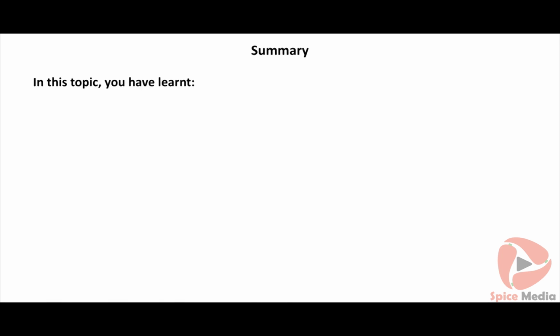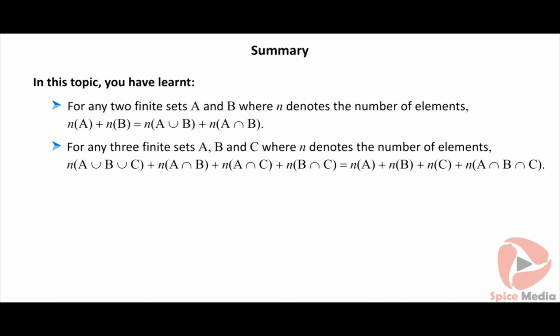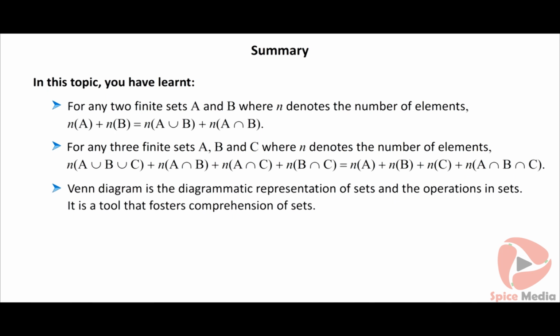In this topic, you have learnt: for any two finite sets A and B, where n denotes the number of elements, n of A plus n of B is equal to n of A union B plus n of A intersection B. For any three finite sets A, B, and C, where n denotes the number of elements, n of A union B union C plus n of A intersection B plus n of A intersection C plus n of B intersection C is equal to n of A plus n of B plus n of C plus n of A intersection B intersection C. Venn diagram is the diagrammatic representation of sets and the operations in sets. It is a tool that fosters comprehension of sets.